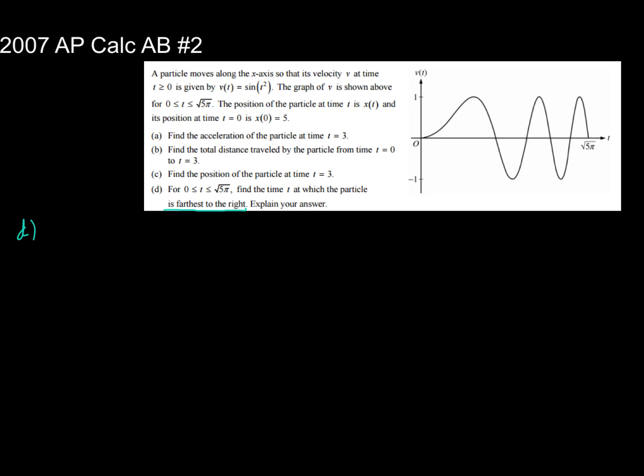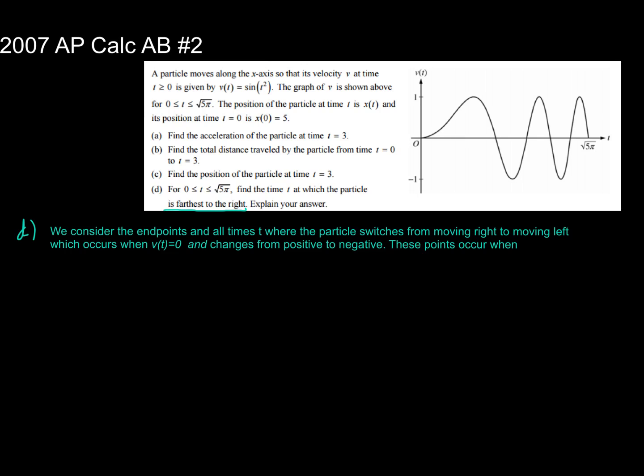But we have a calculator on this question. And so if we can just graph this function on our calculator, we can actually find all of these critical points and then use them to evaluate the position at those points. So let's go ahead and write out our introduction where we just say, look, here is how we're going to find them, and this is why we know we only need to consider these points. So writing it out, we consider the endpoints and all times t where the particle switches from moving right to moving left, which occur when v of t is equal to 0 and changes from positive to negative.